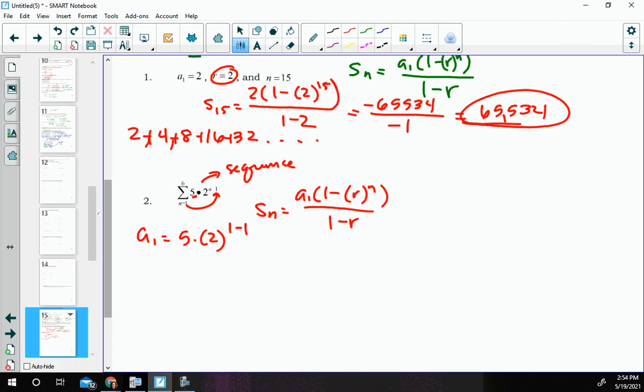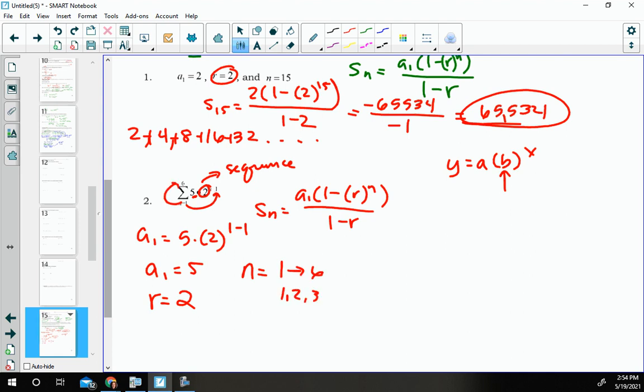That guy right there is going to most likely be your first term. Your rate is that 2. Just like when we have our exponential equations, that base that holds up the exponent is the rate we multiply by. So that 2 is going to be my r. And the only other thing is my n. So remember, we are going from 1 to 6. So 1, 2, 3, 4, 5, 6. So my n is going to be a total of 6 terms.